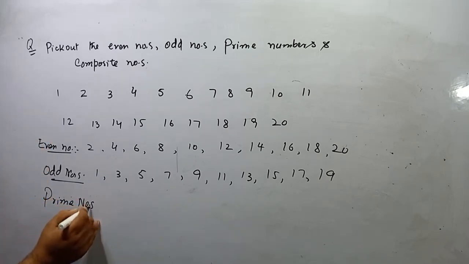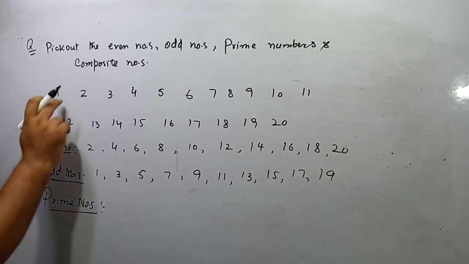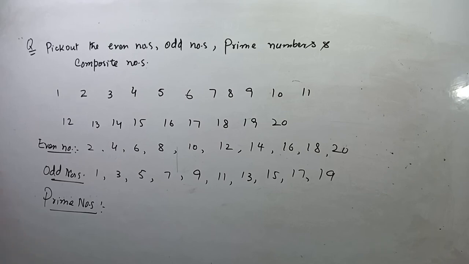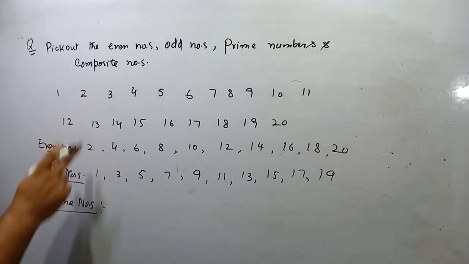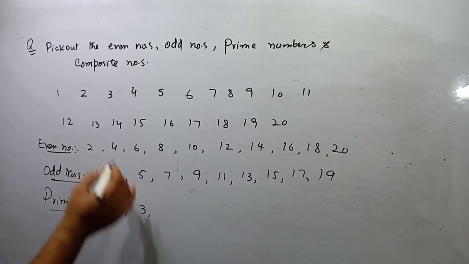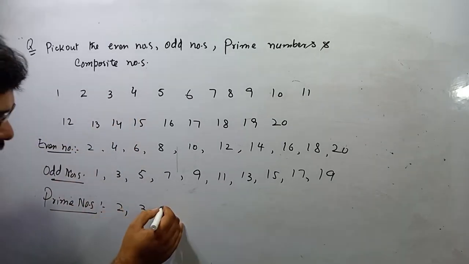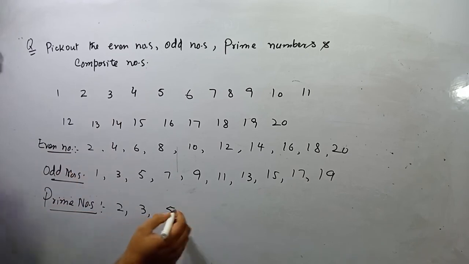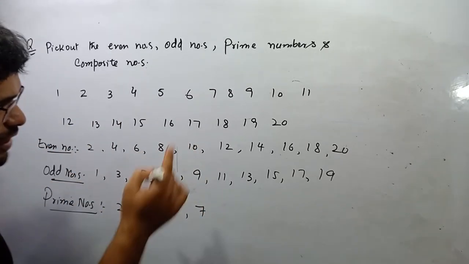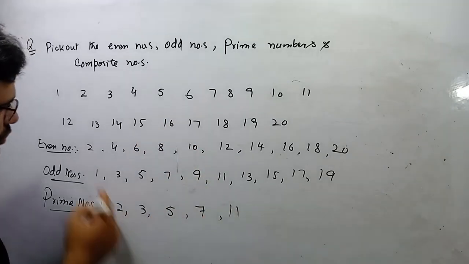From the given set of numbers, we will see the prime numbers. 1 is a prime number? No. 2 is a prime number? Yes, because there are only two factors, 1 and itself, just 2. 3, yes, because there are two factors, 1 and 3. 4, no. 5, yes. 6, no. 7, yes. 8, no. 9, no. 10, no. 11, yes. 12, no.